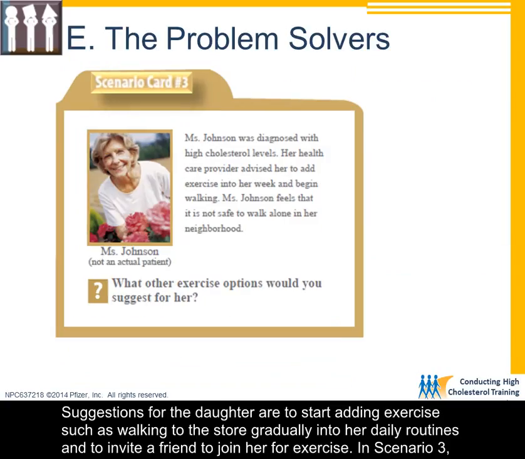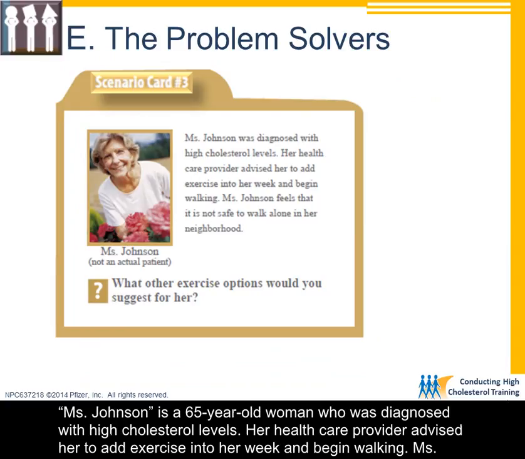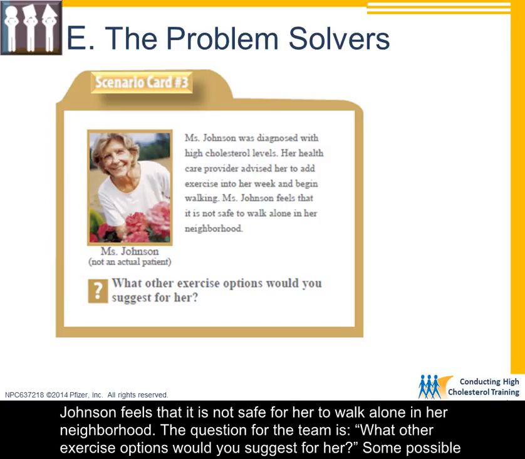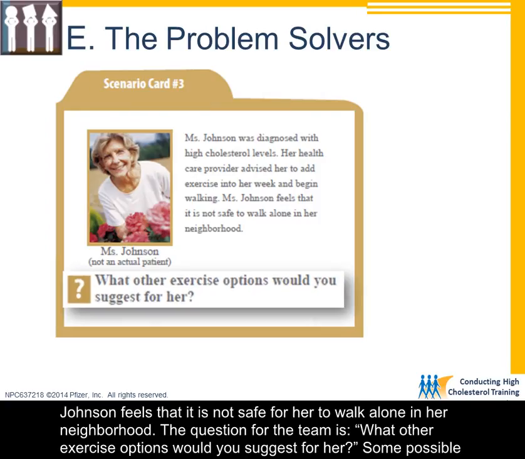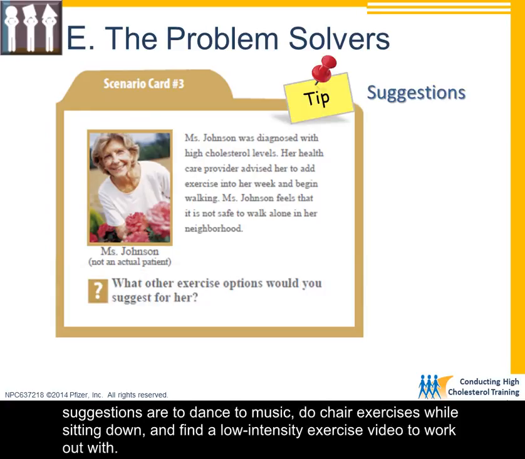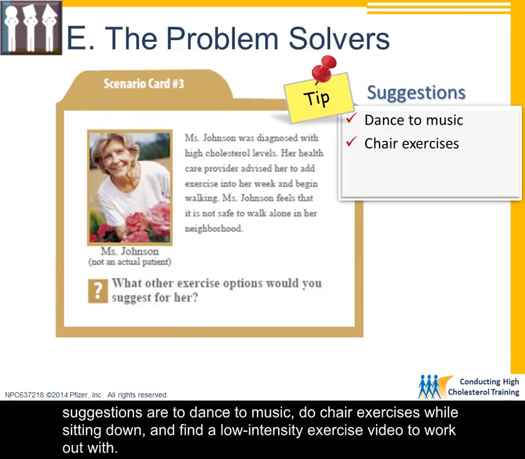In Scenario 3, Ms. Johnson is a 65-year-old woman who is diagnosed with high cholesterol levels. Her healthcare provider advised her to add exercise into her week and begin walking. Ms. Johnson feels that it is not safe for her to walk alone in her neighborhood. The question for the team is, what other exercise options would you suggest for her? Some possible suggestions are to dance to music, do chair exercises while sitting down, and find a low-intensity exercise video to work out with.